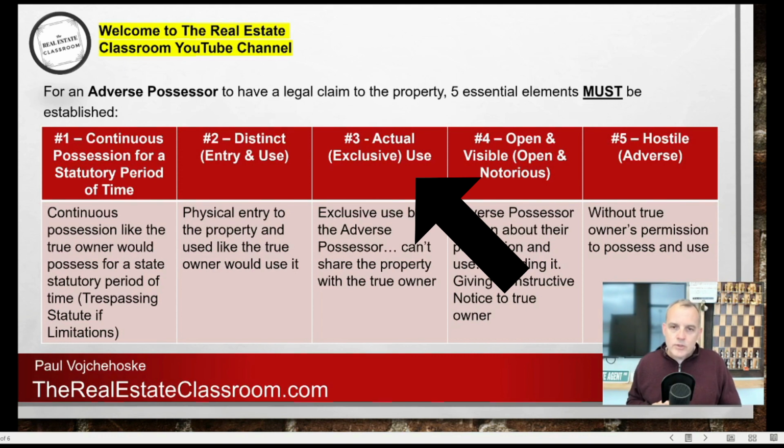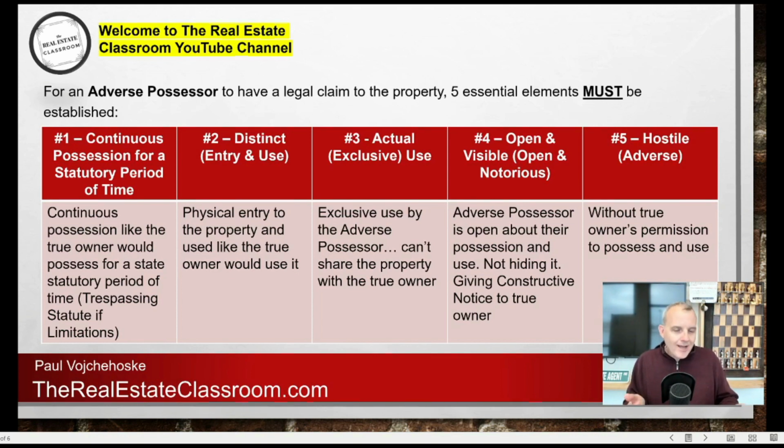Number 3, actual use, or what we call exclusive use. That means that the adverse possessor is exclusively possessing and using that parcel of land. They are not sharing the use or the possession with the true owner. It's exclusive to the adverse possessor.